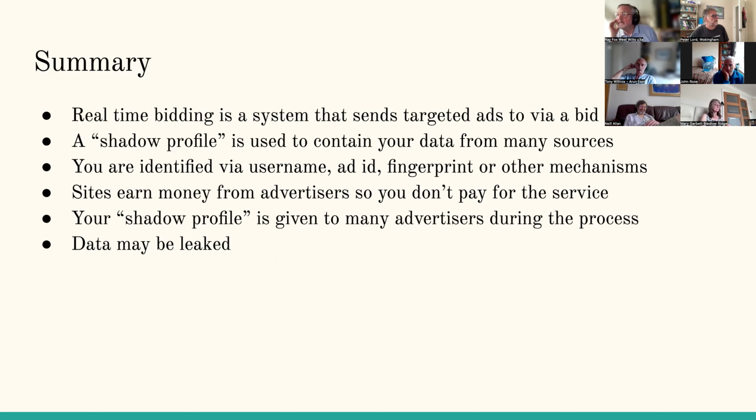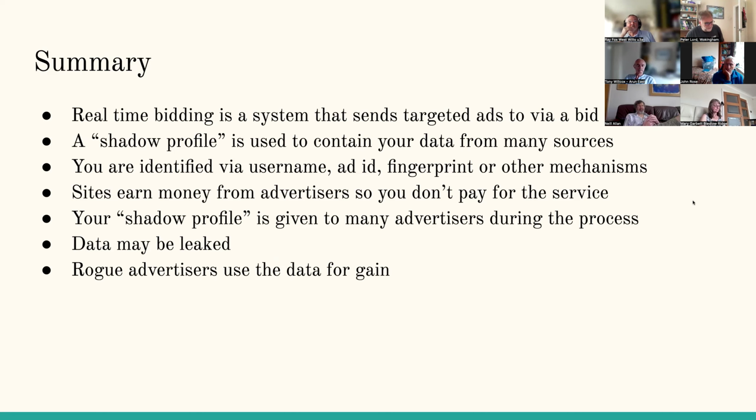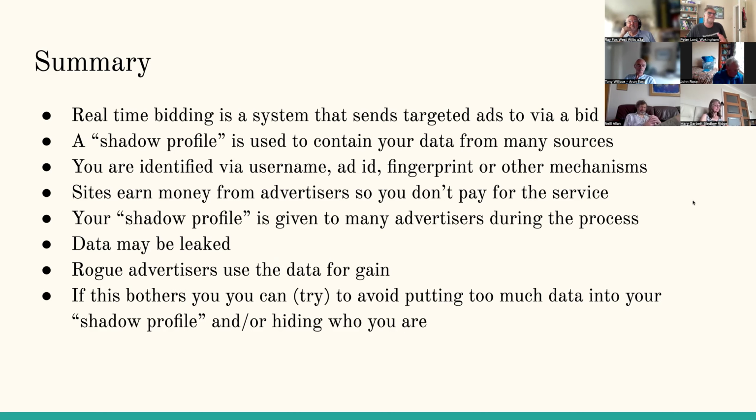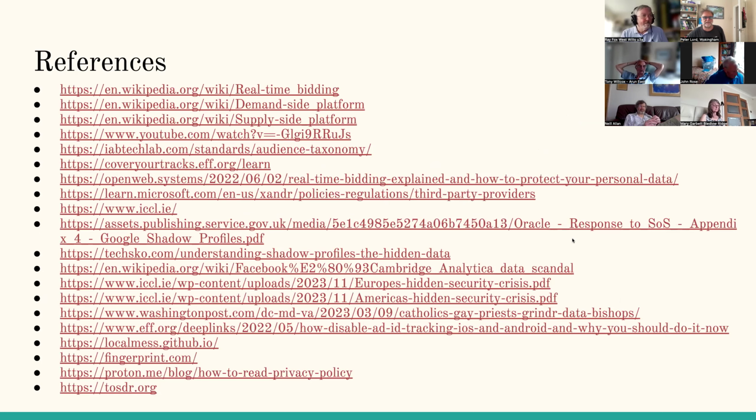I'll mute him. Okay. So your data may be leaked. It could be hacked, right? It's a real-time bidding process. If they got hacked, we wouldn't necessarily know about it, but we know it also gets shared with less than kosher advertisers. So rogue advertisers use the data for various sorts of gains. And if this whole system bothers you, you can at least try to avoid giving too much data into your shadow profile and blocking who you actually are to stop these two types of information going to the real-time bidding system. And some references.